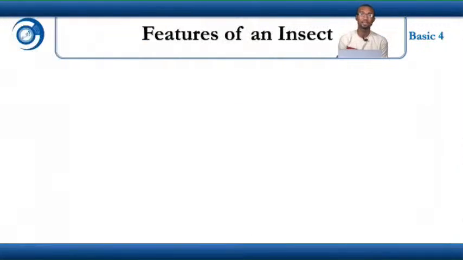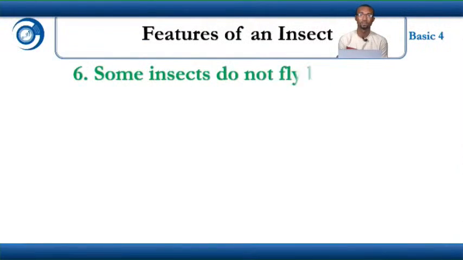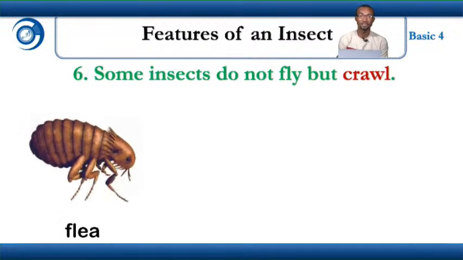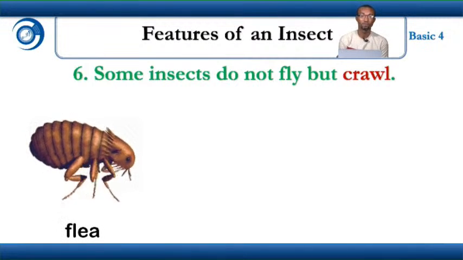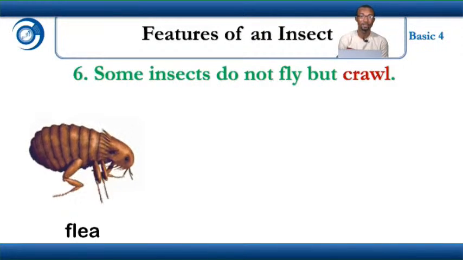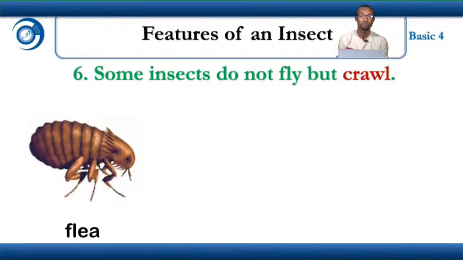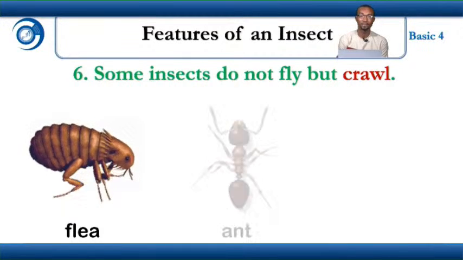Not all insects can fly. Some also crawl. So some insects do not fly but crawl. Let's look at some examples of insects that crawl and do not have any wings to fly. An example is the flea. They crawl, they do not fly.